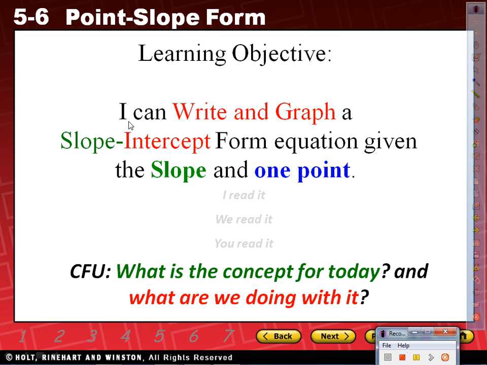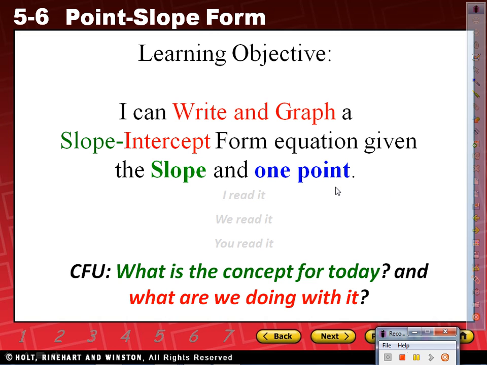That's why, if you notice the objective, I can write and graph. We're still writing and graphing. This is what we did yesterday. A slope-intercept form equation, we know what that is. But this time, I'm only going to give you the slope and 1 point. Yesterday, I gave you the slope and the y-intercept. So this is the only difference from yesterday and today. But we're going to use the specific form called point slope. Which form? Tell your neighbor.